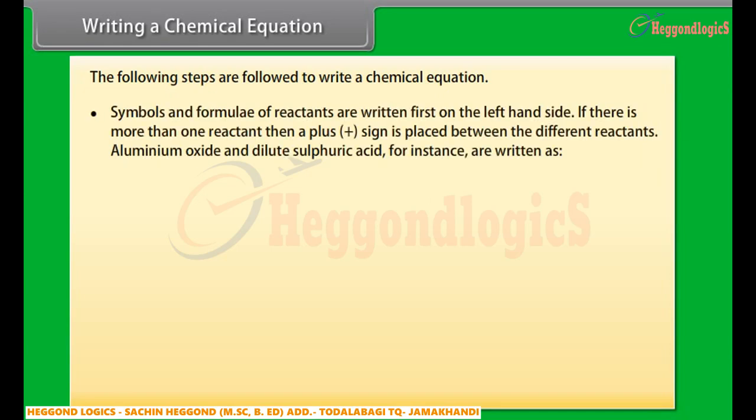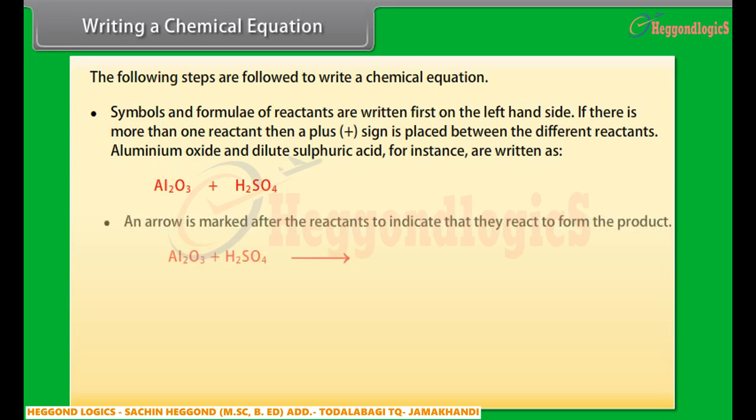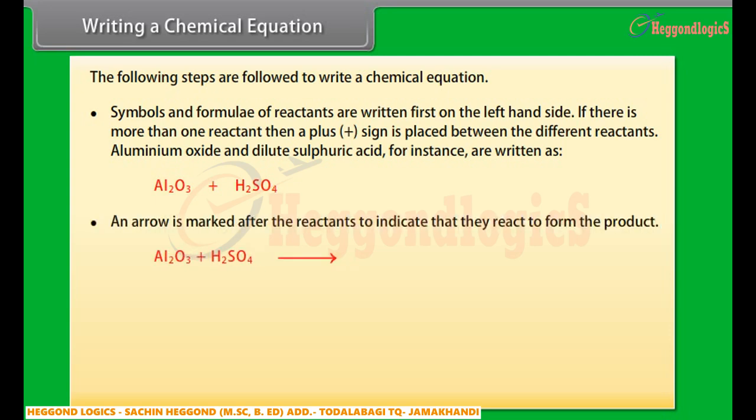Symbols and formulae of reactants are written first on the left-hand side. If there is more than one reactant, then a plus sign is placed between the different reactants. Aluminium oxide and dilute sulfuric acid, for instance, are written as Al2O3 plus H2SO4. An arrow is marked after the reactants to indicate that they react to form the product.